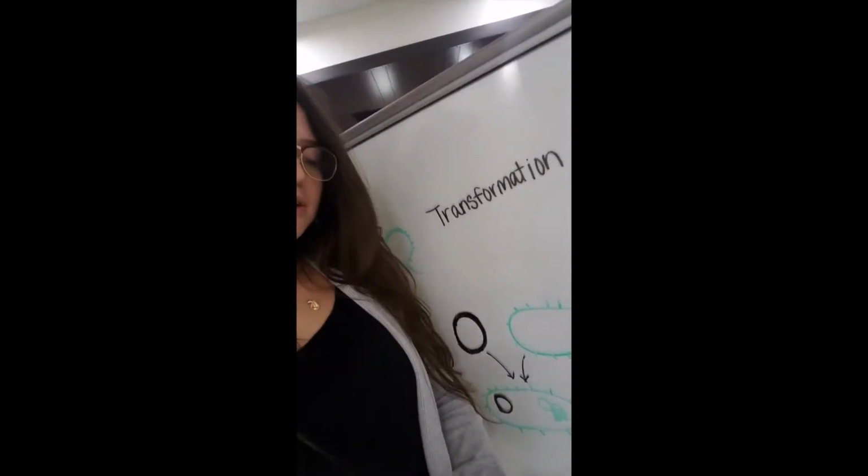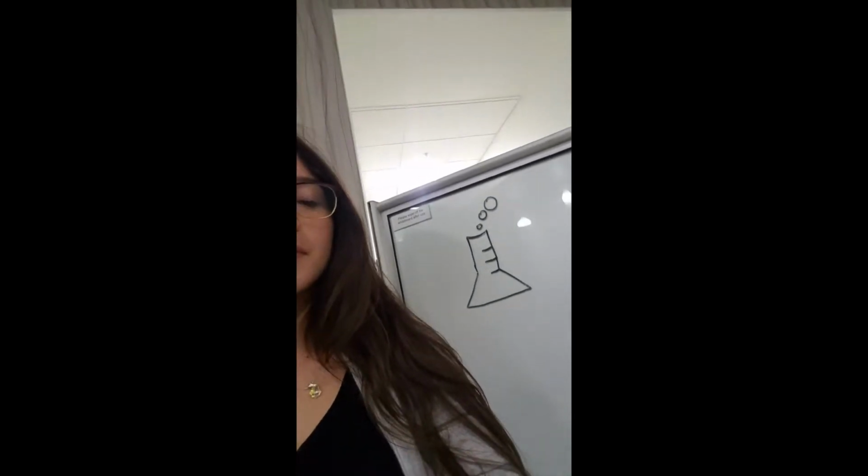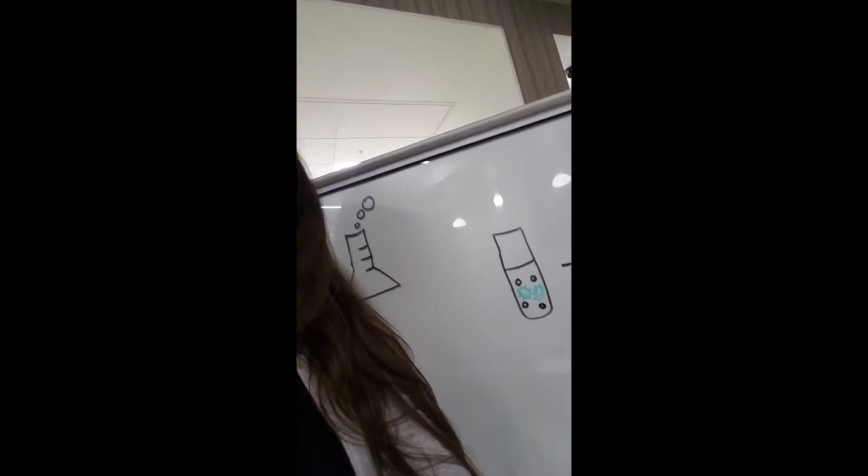Keep in mind that transformation can occur naturally in certain types of bacteria. We will be talking about transformation in a controlled environment like a laboratory. In the lab, the E. coli and the plasmid are added into a tube.